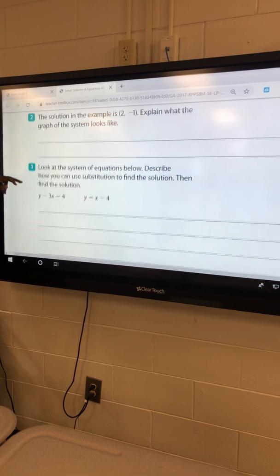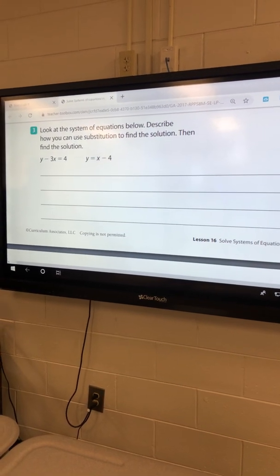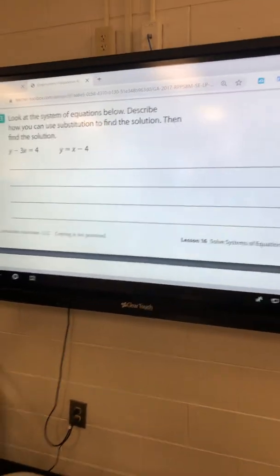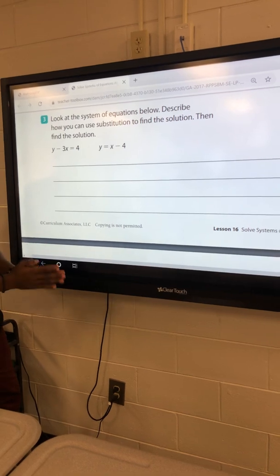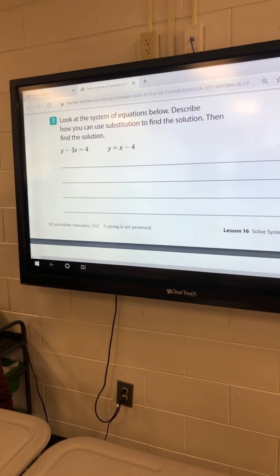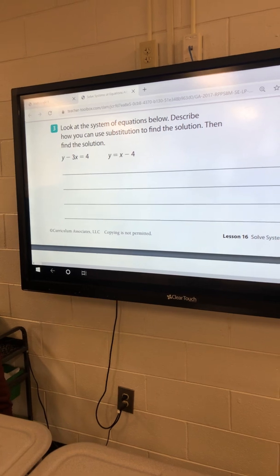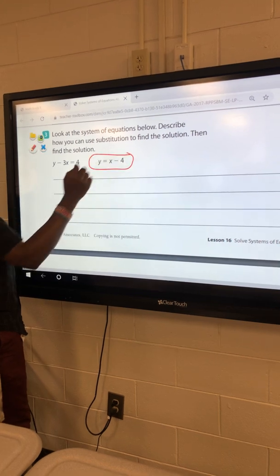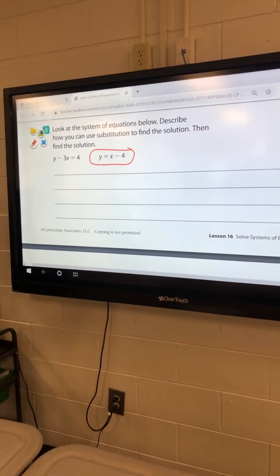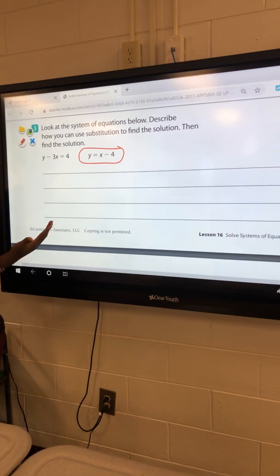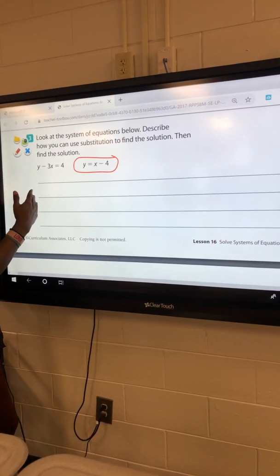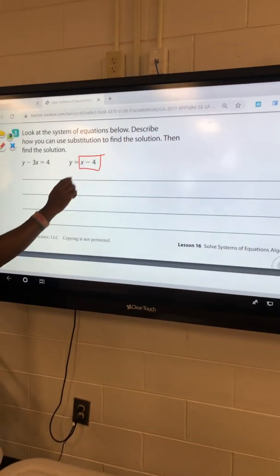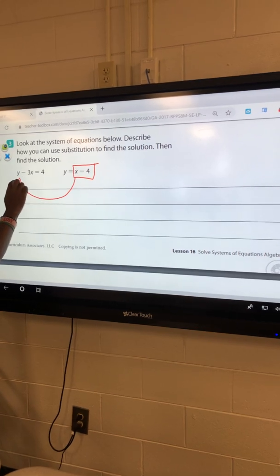Alright, number 3 says, look at the system of equations below. Describe how you can use substitution to find a solution, then find the solution. So from class today, you know that the first thing we do when we're trying to use substitution is look at both of your equations and see which one of them is in slope-intercept form. So when I'm looking at these equations, y equals x minus 4 is in slope-intercept form. The second thing you're supposed to do is take the value of y and plug it into the y in the other equation. So my value for y right here is x minus 4. I'm going to plug that x minus 4 in for y right here.